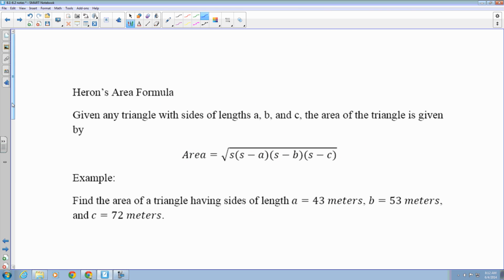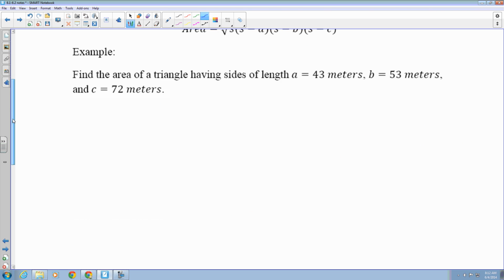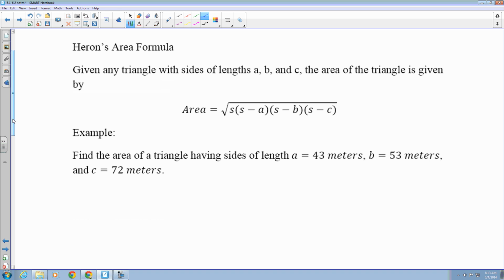Next we have an area formula. Given any triangle with 3 side lengths, a, b, and c, the area of the triangle is given by the square root of s times s minus a times s minus b times s minus c. First we need to know what s is. It's all 3 side lengths added together, divided by 2. Okay, so it's not the average, you're not going to divide by 3. It's all 3 sides added together, divided by 2.